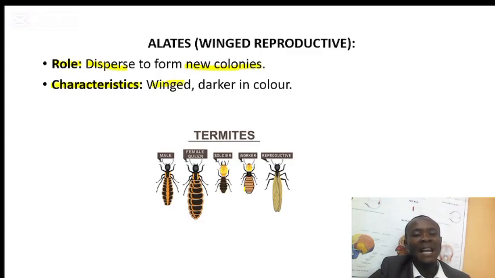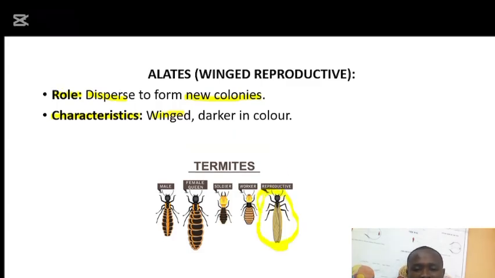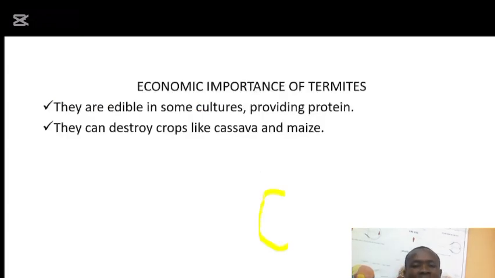And they are dark in color. Just observe how dark this one here is. It's black in this picture, telling you it is dark in color.